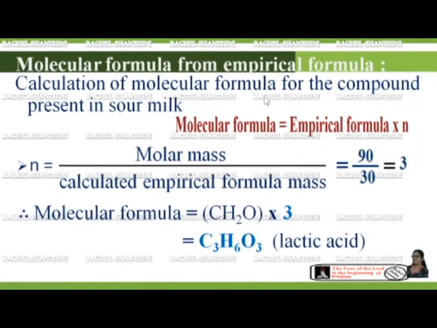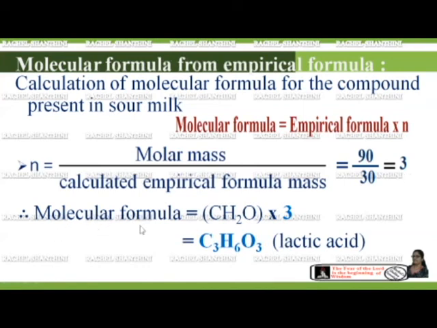Now let us calculate the molecular formula for the second compound, the compound present in sour milk. Since the mass percentage of the constituent elements is the same for both compounds, the empirical formula is also the same. Now we need to find the value of N from the following expression: N equals molar mass divided by the calculated empirical formula mass. So 90 divided by 30 gives 3, which is the value of N for this compound.